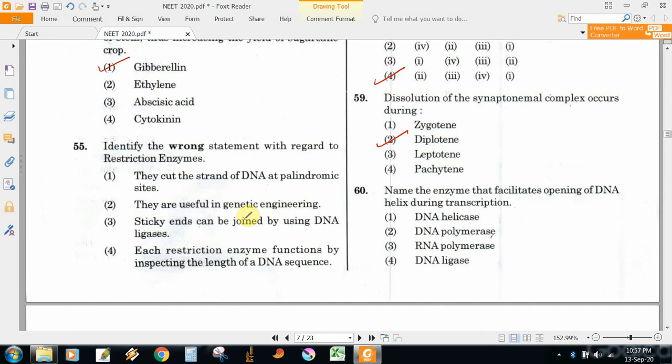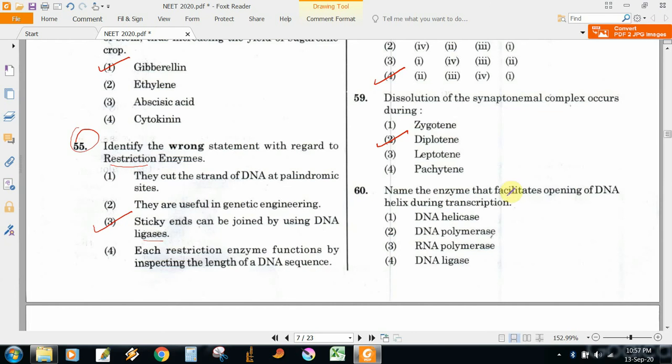Yeah, so now again this question is quite tricky, I would like to say, because they have said about restriction enzyme. So do you think DNA ligase is a restriction enzyme? No, right? So the third statement is the wrong statement from this question. Yeah. So let us go on to the next one.